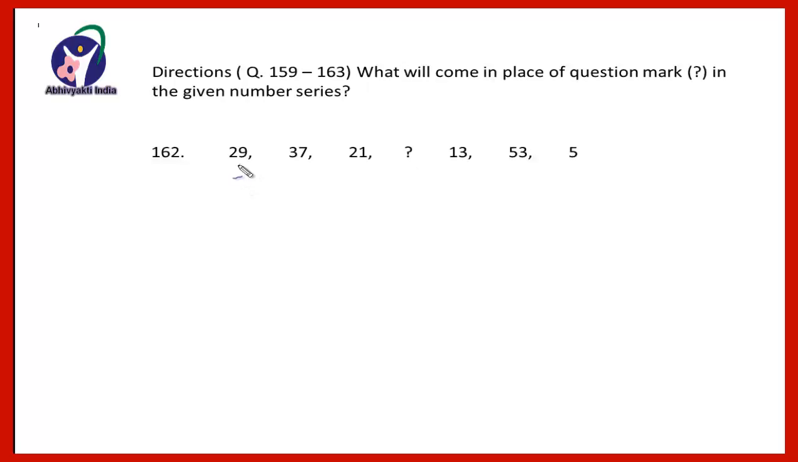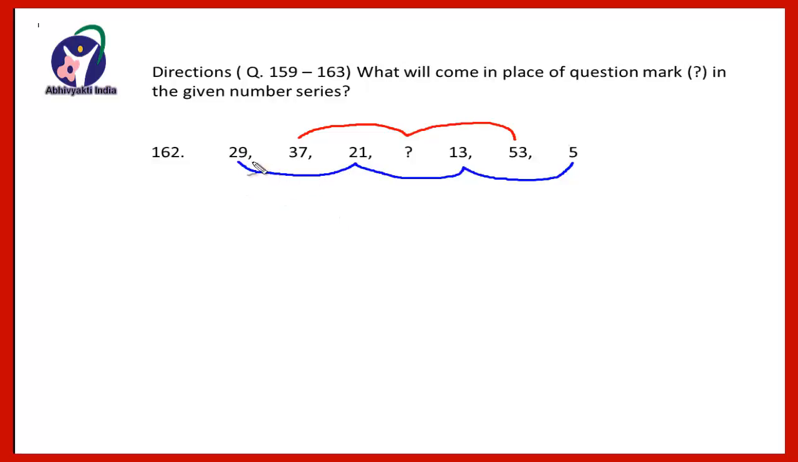In the next series, the numbers are 29, 37, 21, question mark, 13, 53 and 5. If you see these alternate numbers, 29 to 21, 21 to 13 and 13 to 5, here these numbers are decreasing. It means something is subtracted or something is divided. And if you observe these numbers, 37 to question mark and question mark to 53, these numbers are increasing. It means something is added or multiplied.